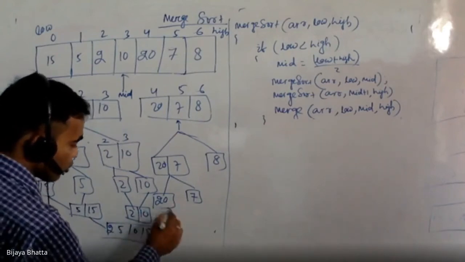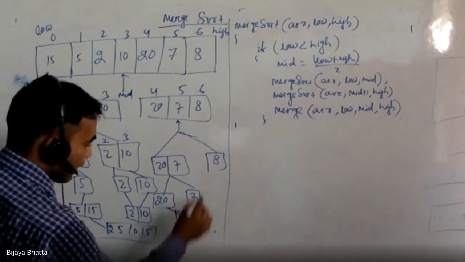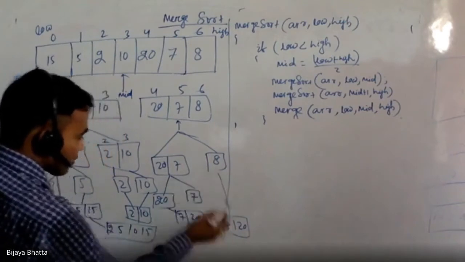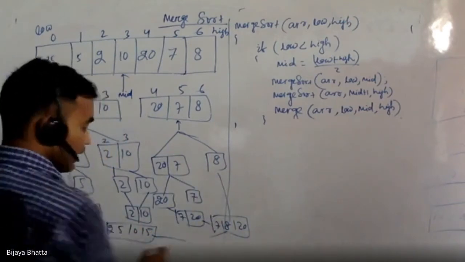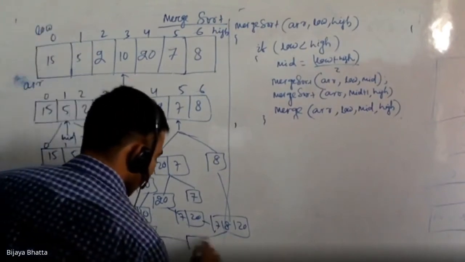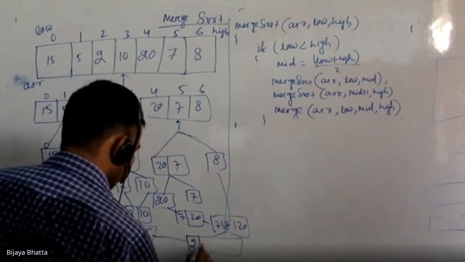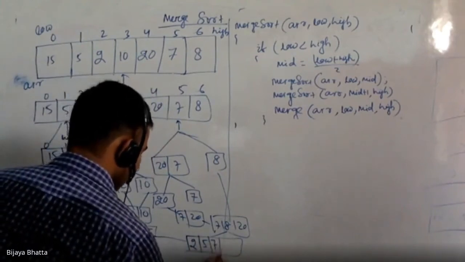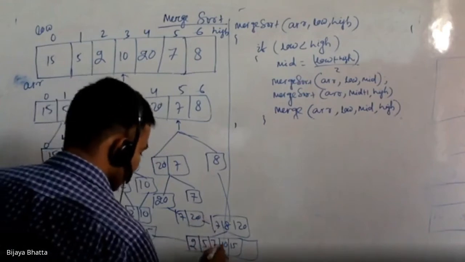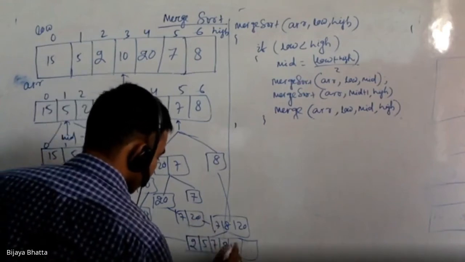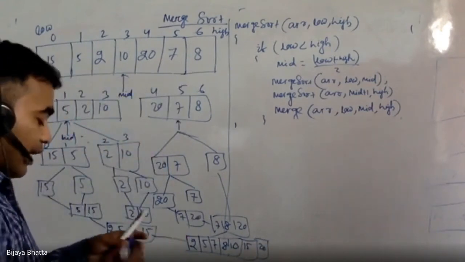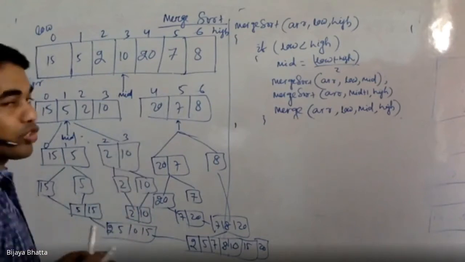This one will be merged to create 7, 20, and again this 8 is going to be merged to give 7, 8, 20, right? After that, finally these two will be merged, and the final output is going to be 2, 5, 7, 8, 10, 15, 20. Okay, so this is going to be the output, right? So this is how merge sort works.